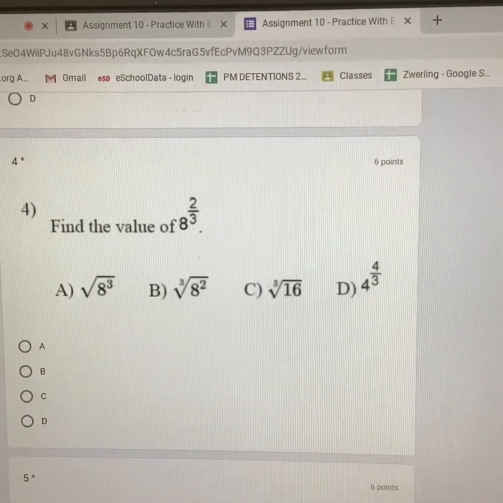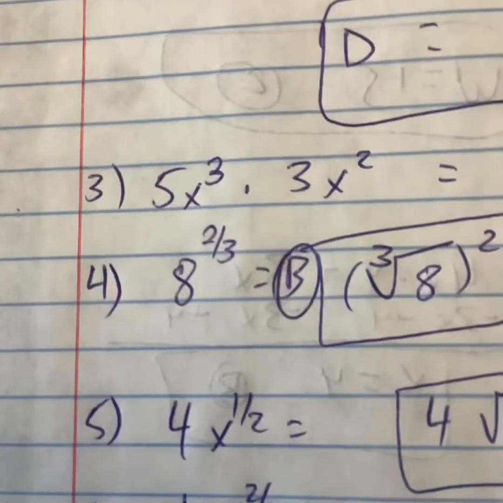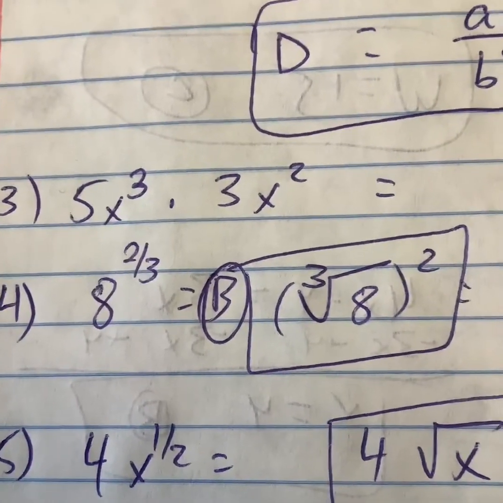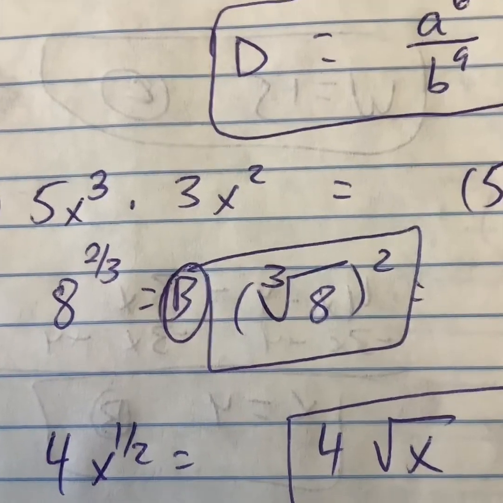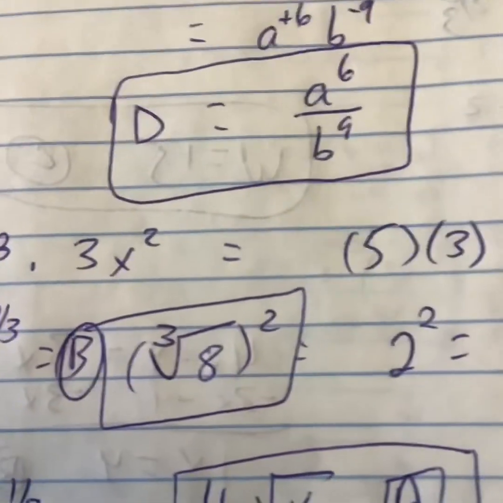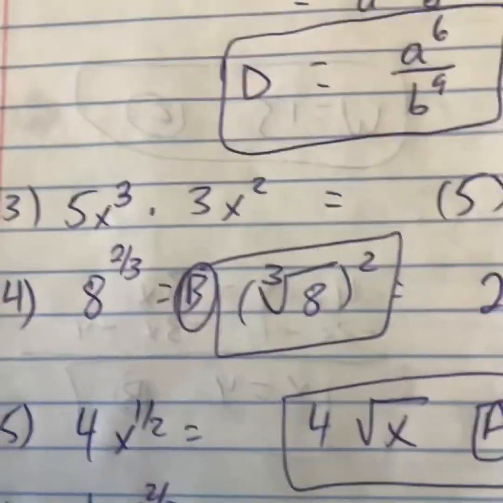For number 4, find the value of 8 to the 2/3 power. Well, a fractional exponent just means a radical. The denominator of the exponent becomes the index. So it's the third root of 8 that is squared. That's why the answer is B. When I originally did this, I didn't look at the choices, but the cube root of 8 is 2, and then 2 squared is 4. So that's the numerical answer too.